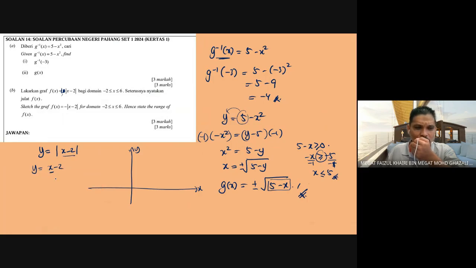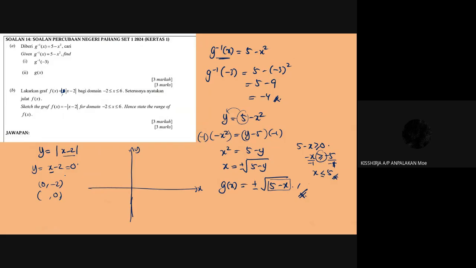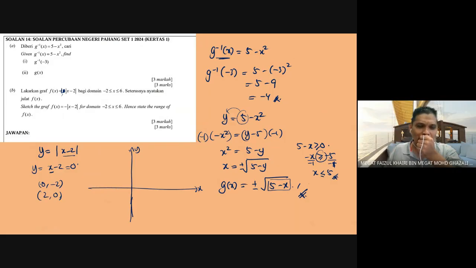So when x equals 0, y equals negative 2. And when y equals 0, x is 2. So (0, -2) down here, and (2, 0) on the right side. Then this is y equals x minus 2.